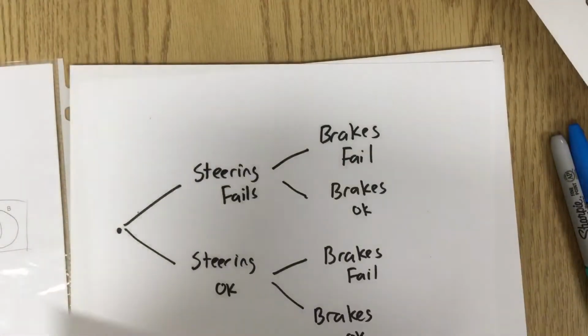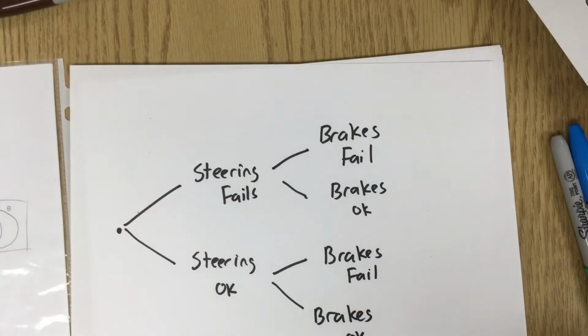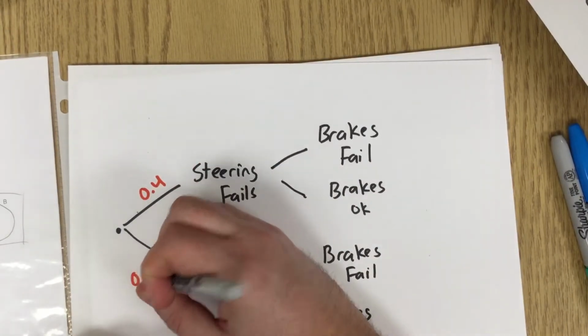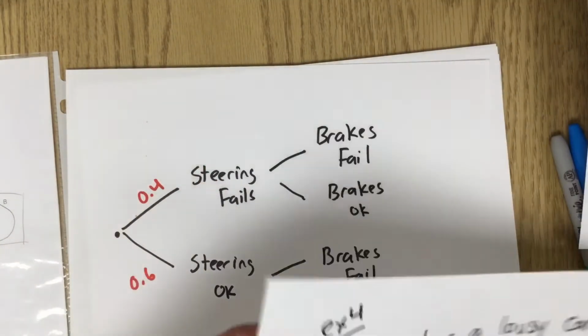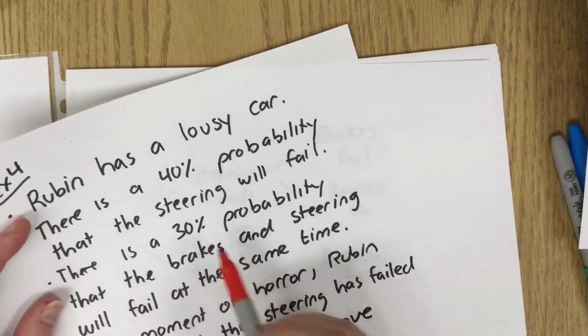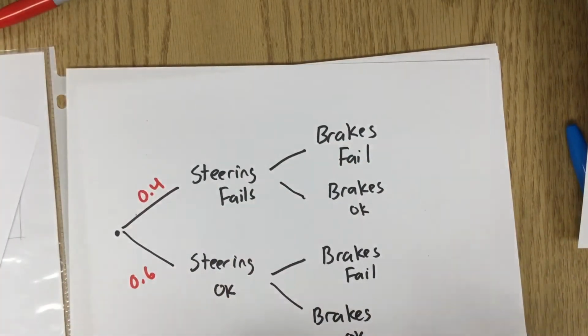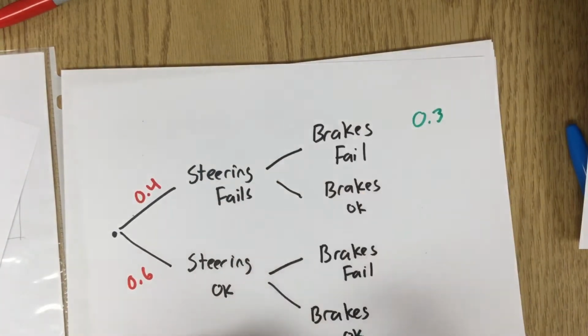I've kind of preset up if we're going to do our weighted tree diagram, so the probability that the steering failed was 40%. And the probability that the steering is okay, 60%, but that's not really going to matter too much. Now what we know is that there's a 30% probability that both the brakes and the steering will fail. Now that's not this over here. The 0.3 is actually over here. It's the probability of this and this happening.